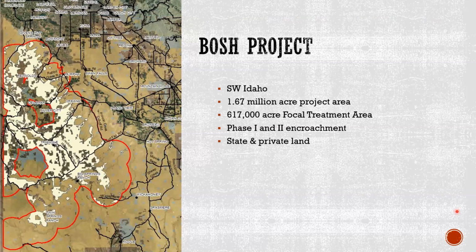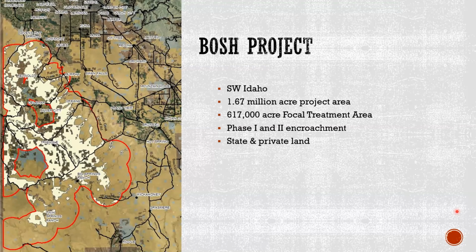Anyway, so it's relevant to scale. The project that I work on is called the Bosch Project. It's a juniper removal project in Southwest Idaho. It is a 1.67 million acre project area. And within that, we can treat 617,000 acres, which is what's called the focal treatment area. So the 1.67 million is what was analyzed in an EIS document, and then actual cutting would be able to occur within 617,000 acres.